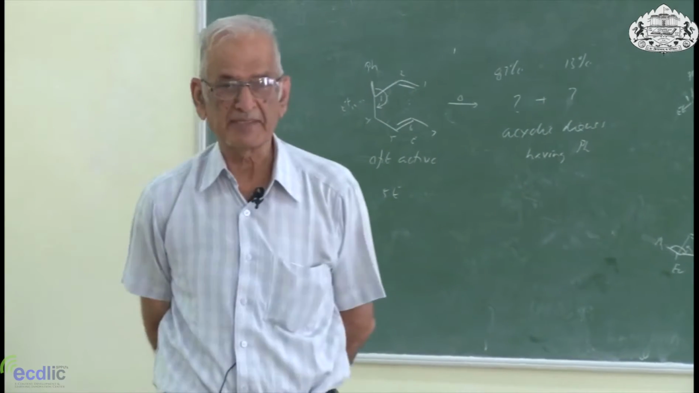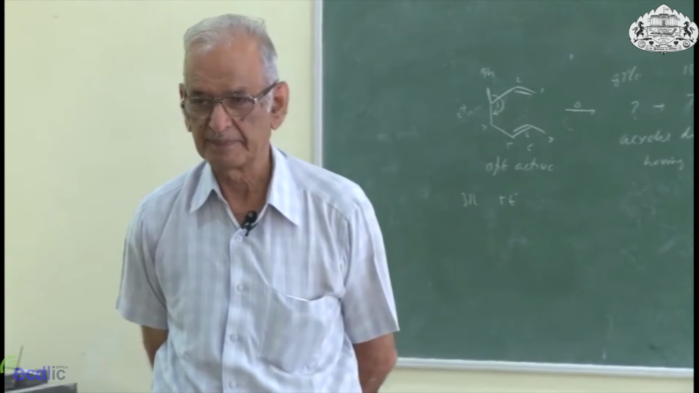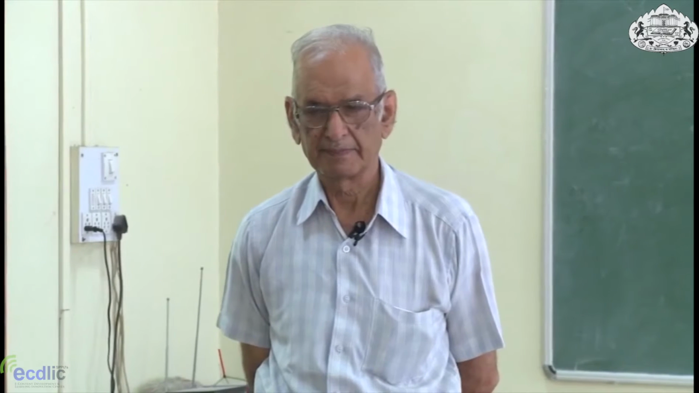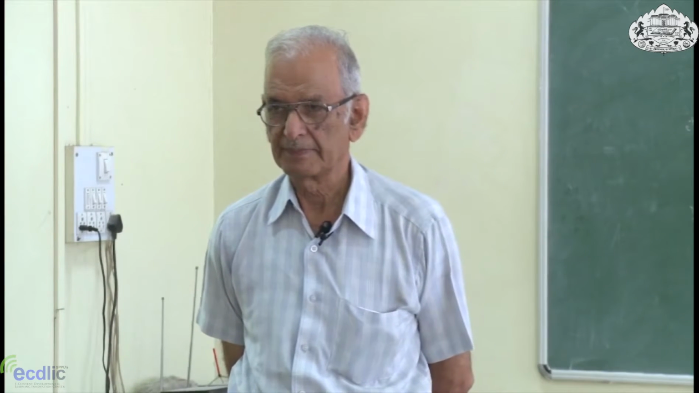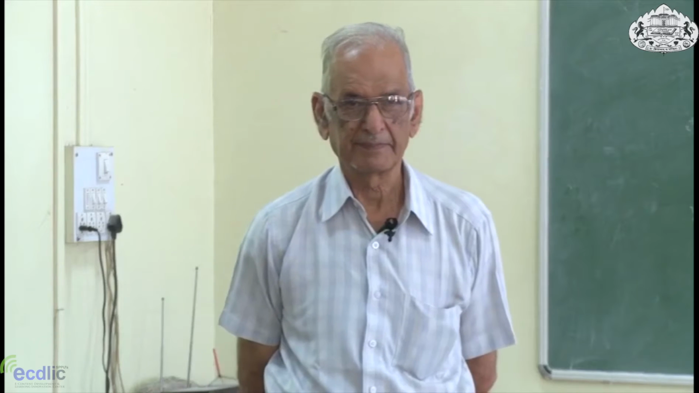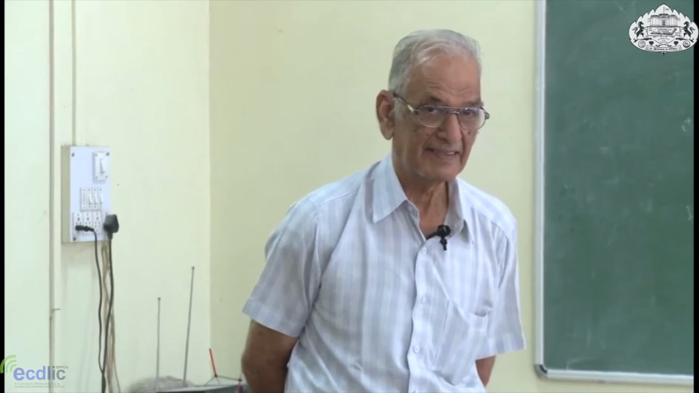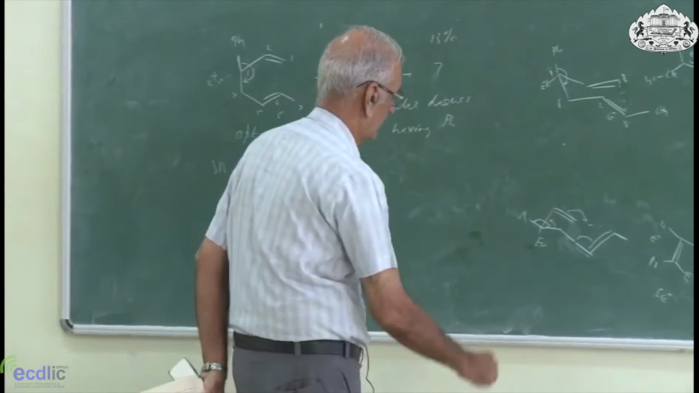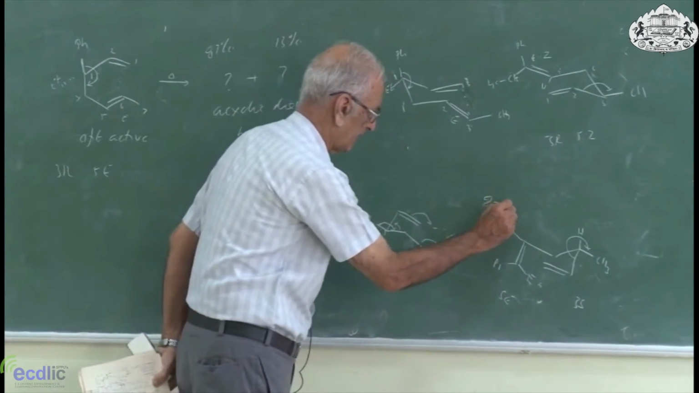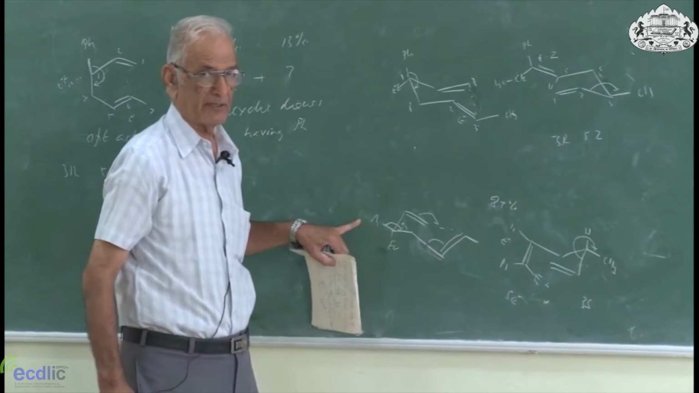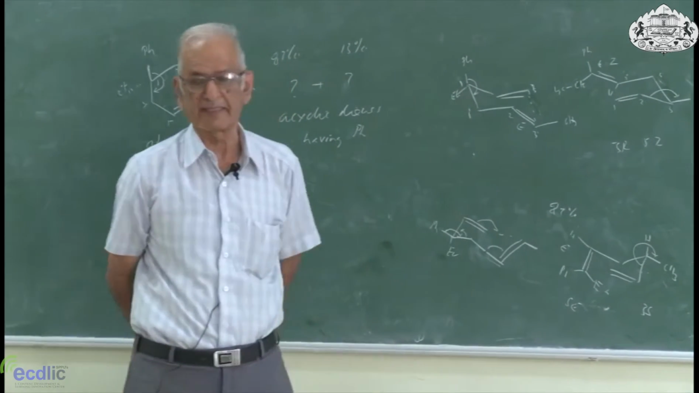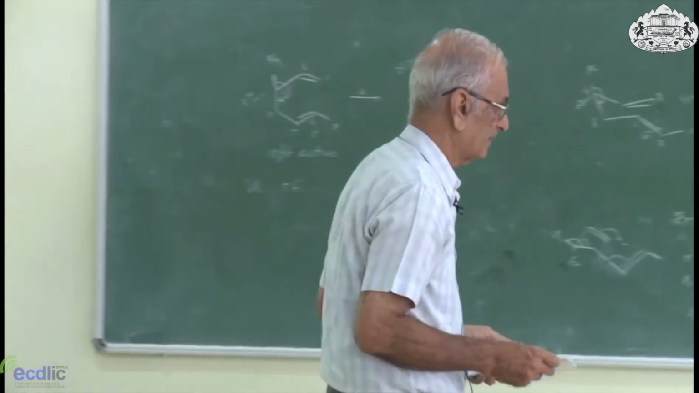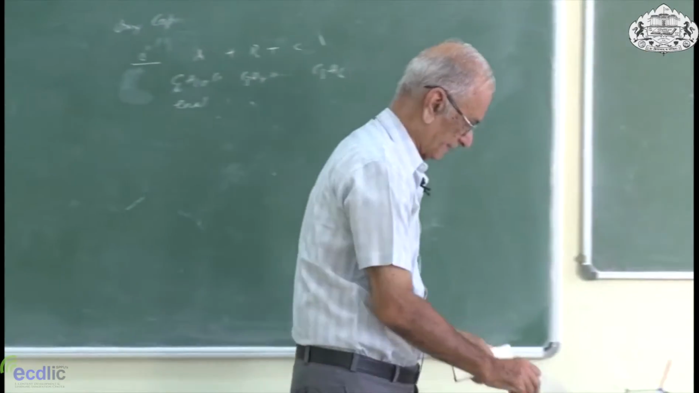Which is 87%, which is 13%? Yes? Second product is major. Okay, so that is 87%. Why? Because here the large substituent is equatorial, here the large substituent was axial. So, that is the example that we have. Okay.